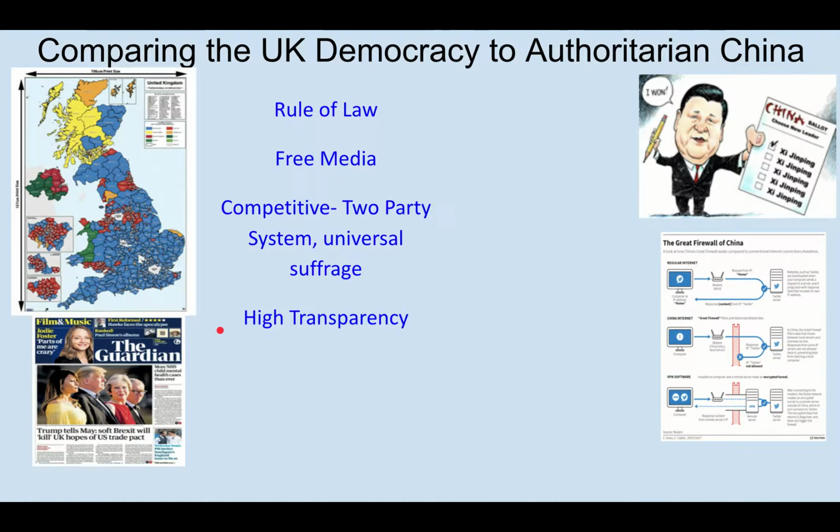compared to other countries that we're going to study. There's high transparency, a lot of critiques and criticism of Boris Johnson, a lot of critiques and criticism of Brexit and stuff like that, and high citizen participation.